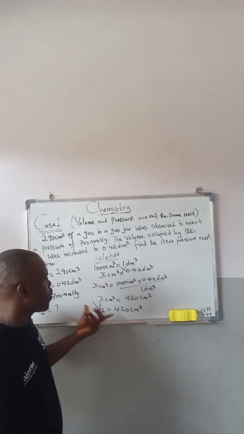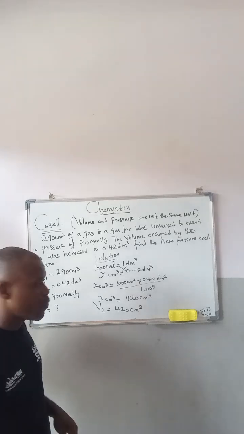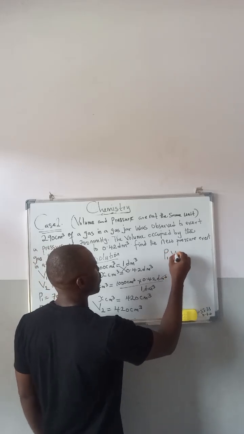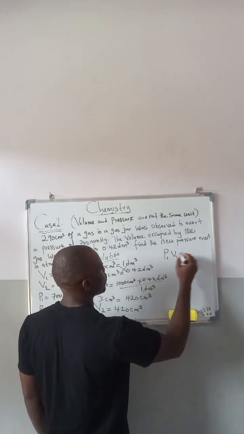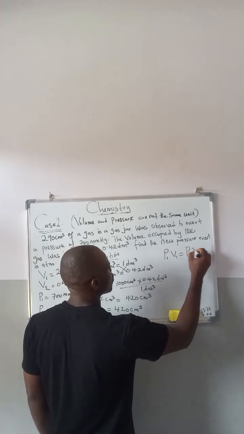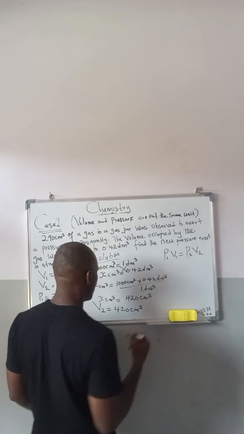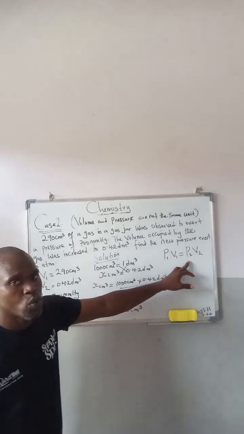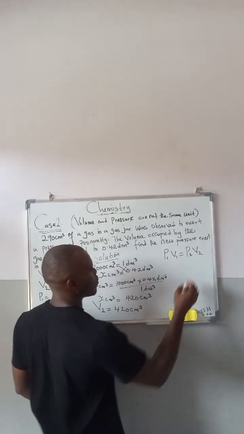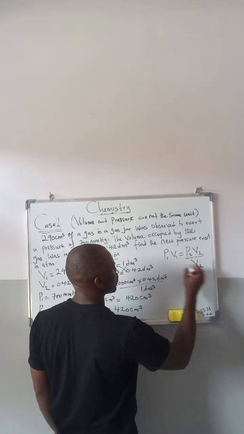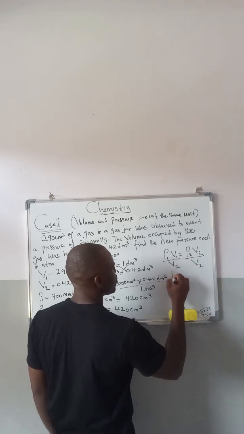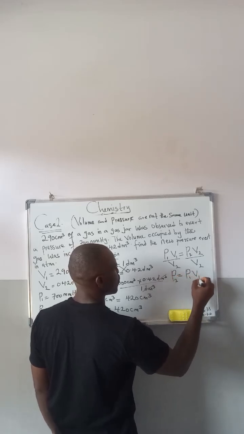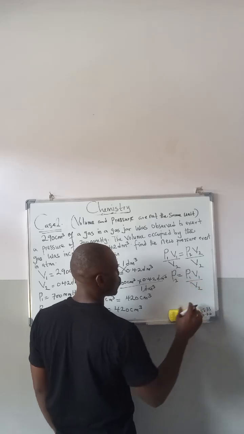So now we input them into the formula. The formula is P1 V1 equals P2 V2. Are you with me? Now we are looking for the P2, the final pressure. So you divide both sides by V2. So our P2 now is P1 V1 over V2.